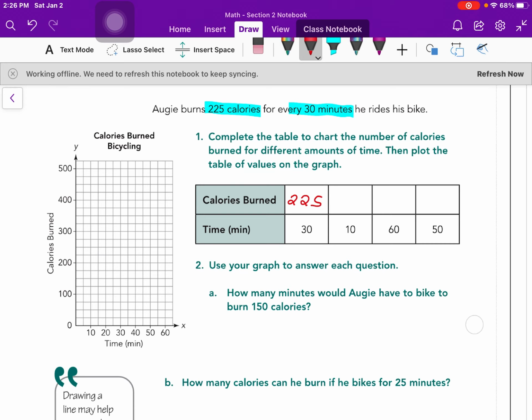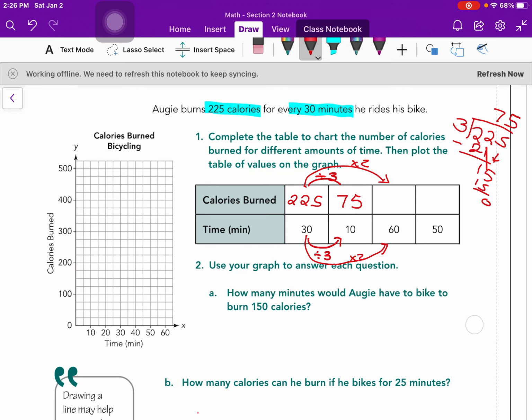1 left over, bring down the 5. 3 goes into 15 5 times. All right, so 75. You can burn 75 calories in 10 minutes. To figure out 60, I could just double this, 30 times 2, and 225 times 2.